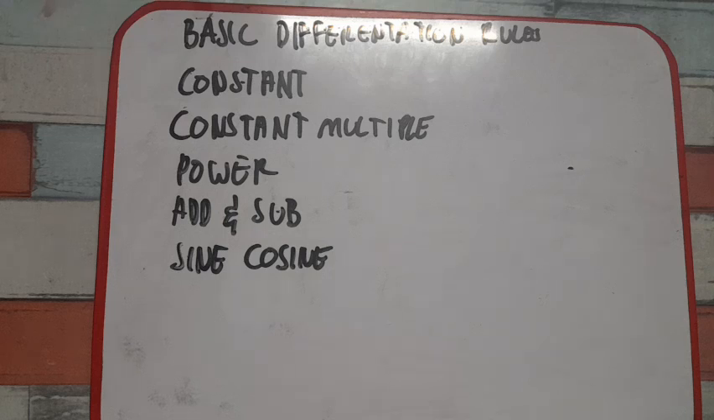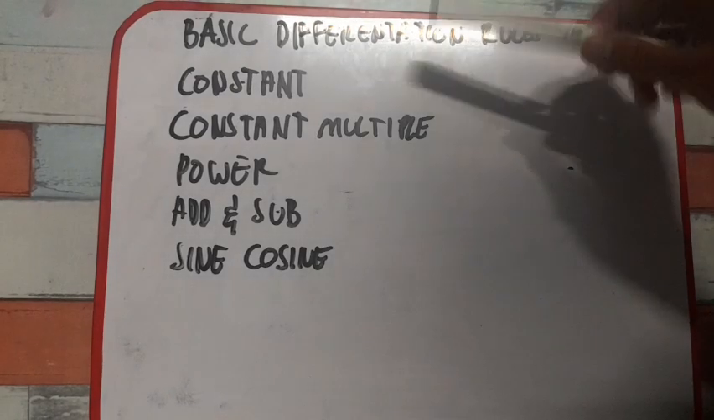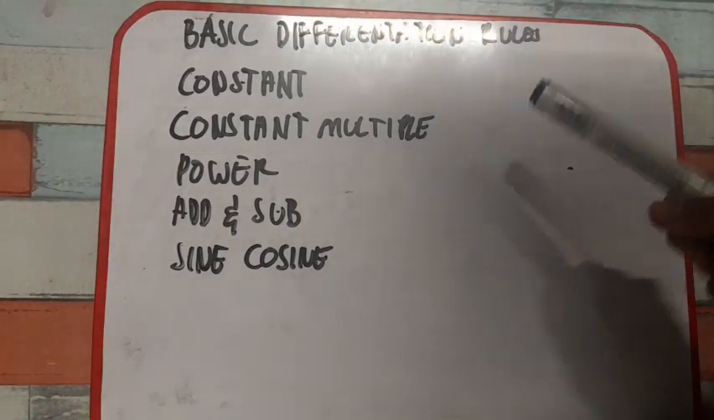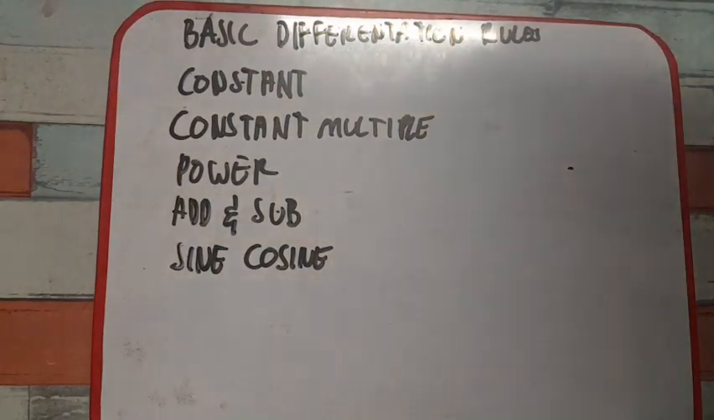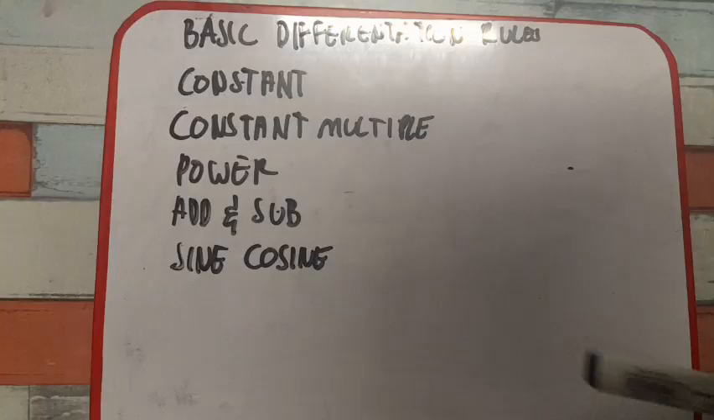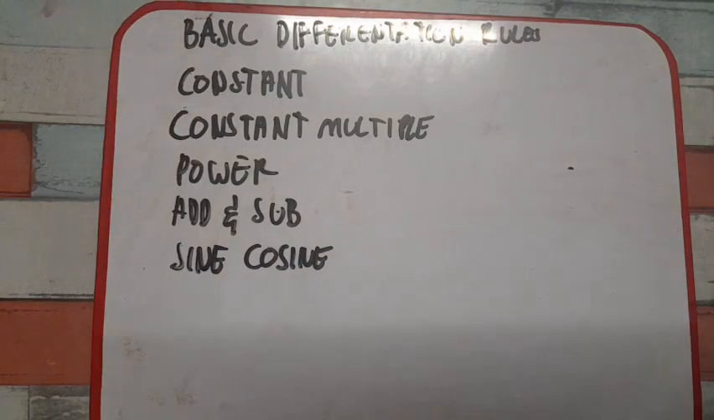Welcome back once again. Today we're going to give examples for basic differentiation rules. We have the constant rule, constant multiple rule, power rule, addition and subtraction rule, and sine and cosine solving problems. So let's go.